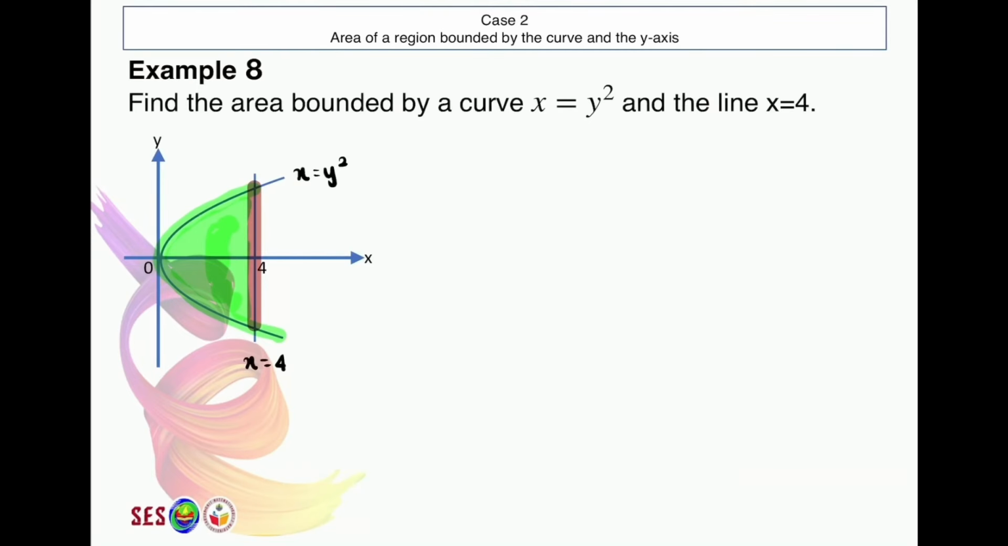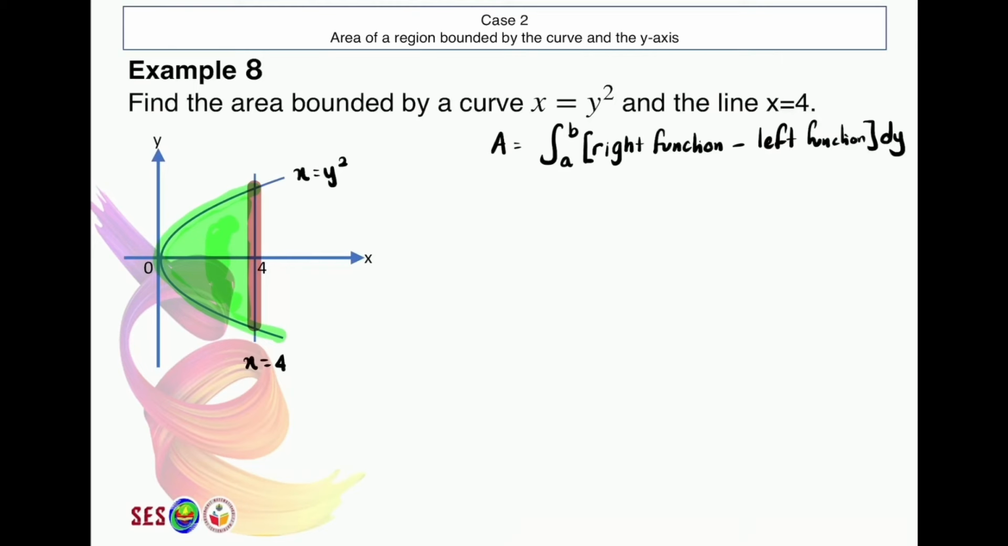So how do we go about finding it? First of all, to find the area of the region bounded by the curve and the y-axis, we take the interval a, b and we take the right function minus the left function, and we integrate the whole thing with respect to y. So we put dy.